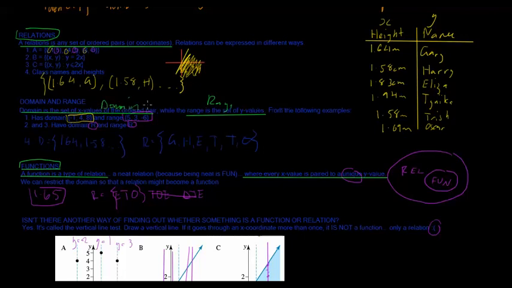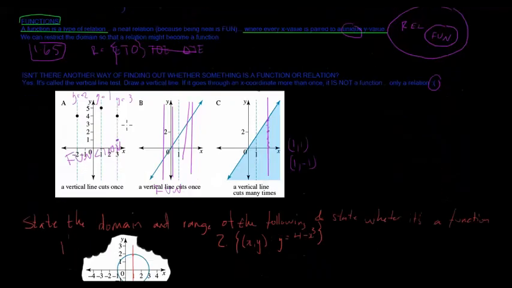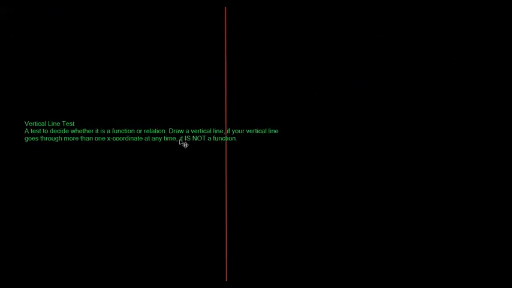Now let's go down the bottom and find a definition for the vertical line test. And here's our vertical line test definition. You can read that, write it down. If it cuts through more than one x coordinate, it is not a function. It is not a function if there's more than one x coordinate.